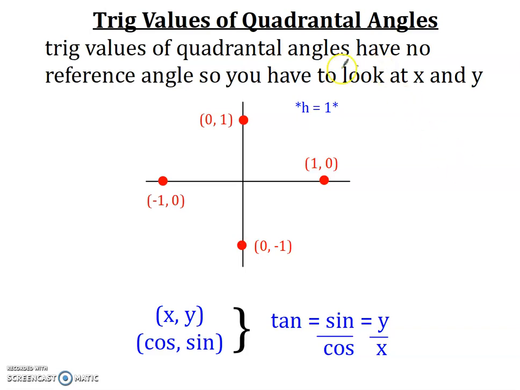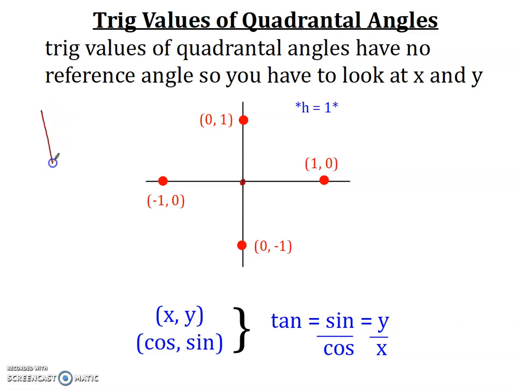Otherwise, we'd be reducing. So if we use 1 and 0, our hypotenuse is always going to be 1. Remember, the hypotenuse is the distance from the origin to the point. If I were to use 2, 0, that means my hypotenuse would be 2, and then I would be doing all this reducing. So that is why we use 1, 0, 0, 1, etc. for our quadrantal angles.